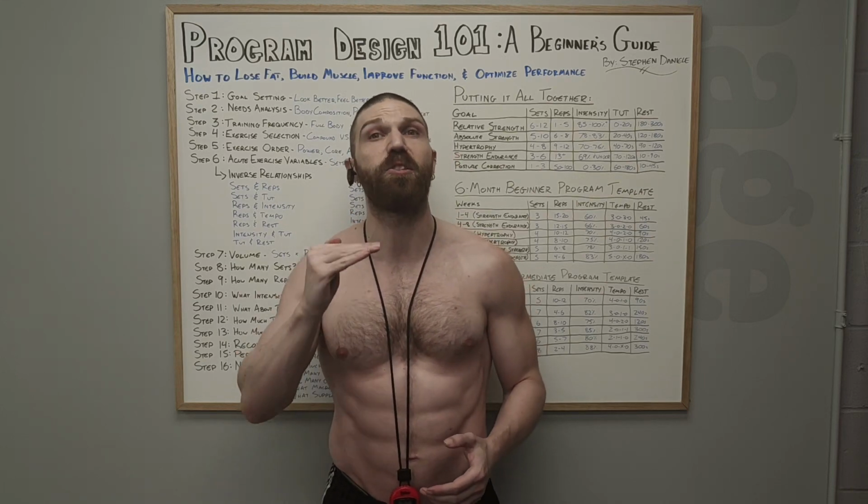With regard to the tempo, on the eccentric portion, you want to focus on slower controlled eccentric movements because this is going to allow for greater eccentric control. And also, when you perform slower eccentric movements, this is going to promote the production of your IGF-1, or your insulin-like growth factor, which is going to be great for developing strength and hypertrophy.